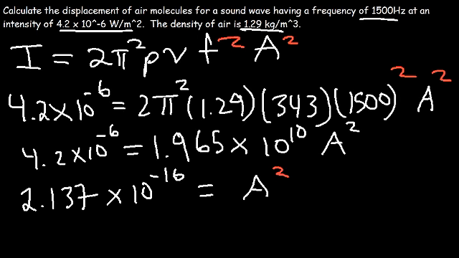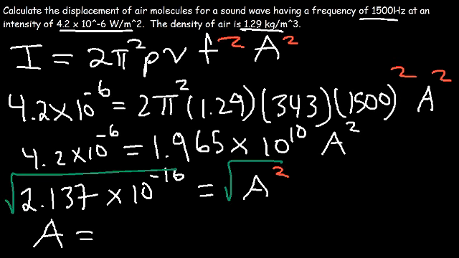So to solve for A at this point, we need to take the square root of both sides. So the amplitude, which is the displacement of the air molecules, is going to be about 1.462 times 10 to the minus 8 meters.